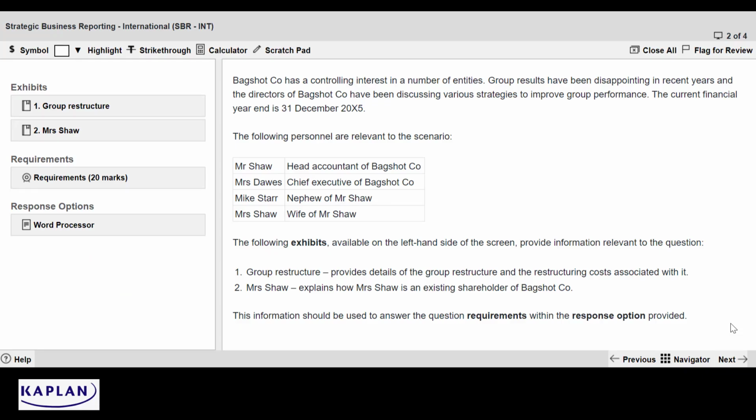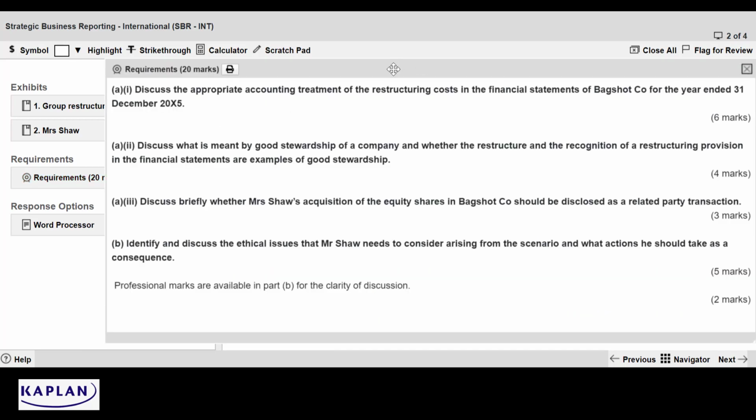So this is what the question looks like. You've got some initial information here about Bagshot, about its profits being disappointing, about the key personnel, and about the exhibits. And there's 2 exhibits, a group restructure and some information about Mrs. Shaw. But to be honest, the first thing I really want to do is look at the requirements, because when I know what the requirements are, I can read the information accordingly and then go back and have a little bit more detailed information about the requirements.